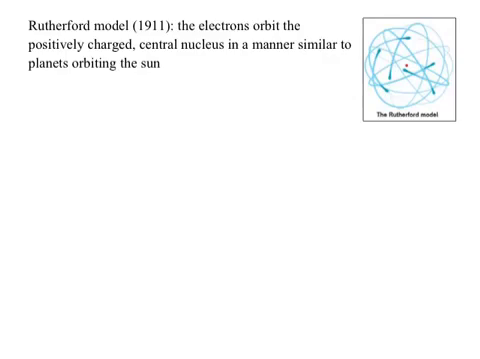Now, the Rutherford model was in 1911, and this stated that the electrons orbit a positively charged central nucleus. And this is in a manner similar to planets orbiting the sun. So here's your central nucleus with positive charge, and these are the electrons thought to be orbiting or spinning around that positive nucleus. Now, this came about as a result of the gold foil experiment, which is also known as the Geiger-Marsden experiment. This was performed by Hans Geiger and Ernest Marsden, and it was under the direction of Rutherford. So again, under his direction.